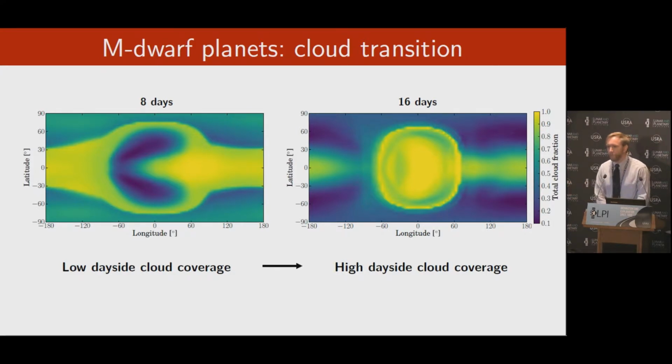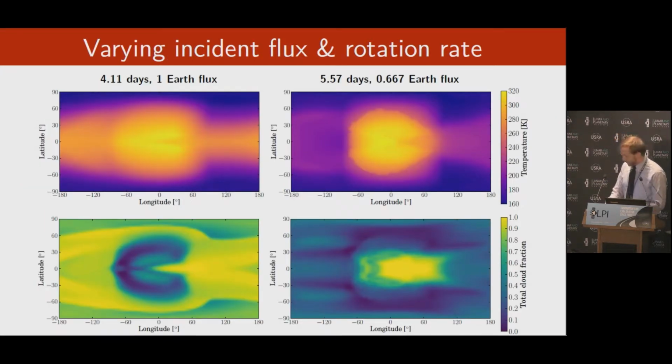Okay, and next I'm going to tell you about the results from Sun-like stars. But first, I just want to show you that you can vary the incident stellar flux and the rotation rate consistently. Here on the left-hand panel, I'm showing a rotation period of 4.11 days with the planet receiving 1 Earth flux. And on the right, this is for a rotation period of 5.5 days with a planet receiving a little bit less flux than Earth.